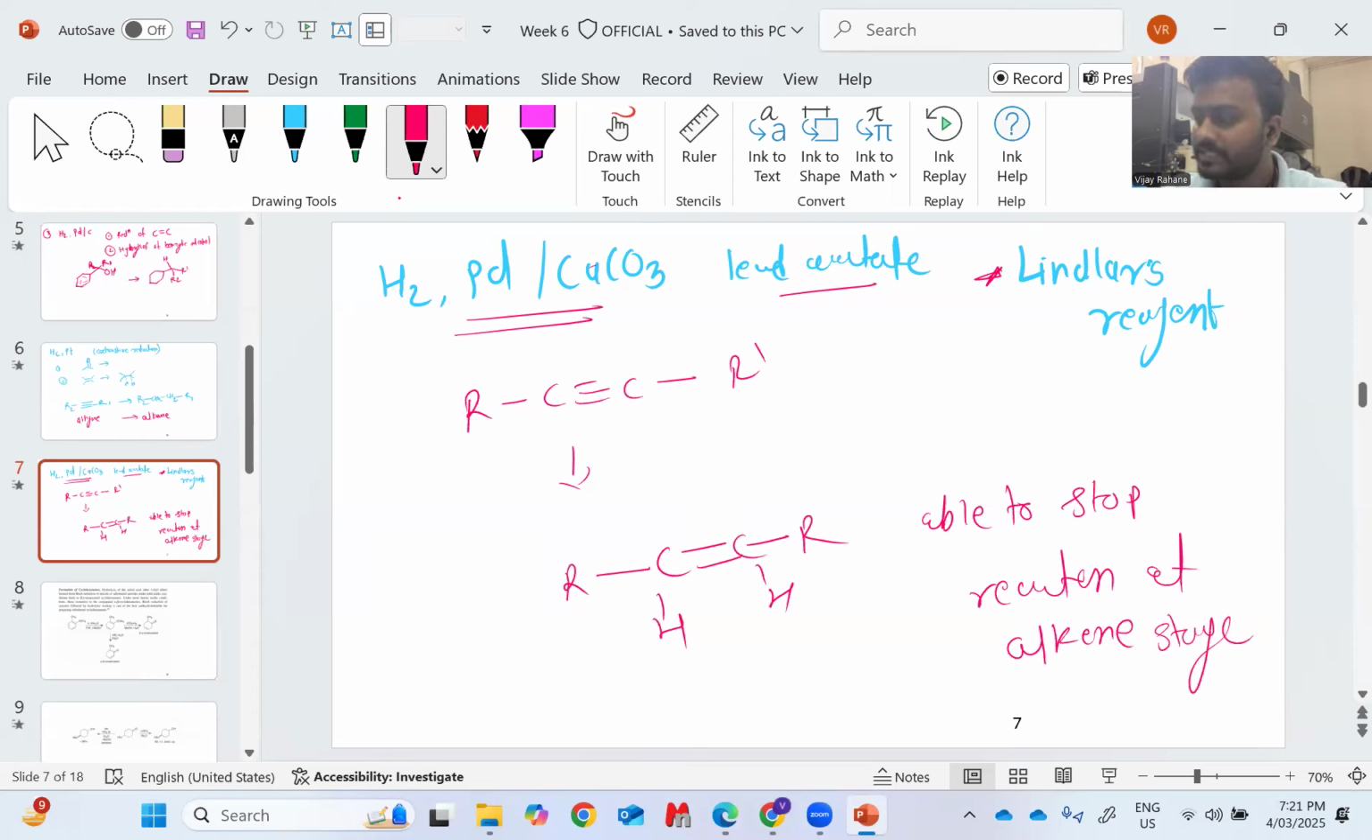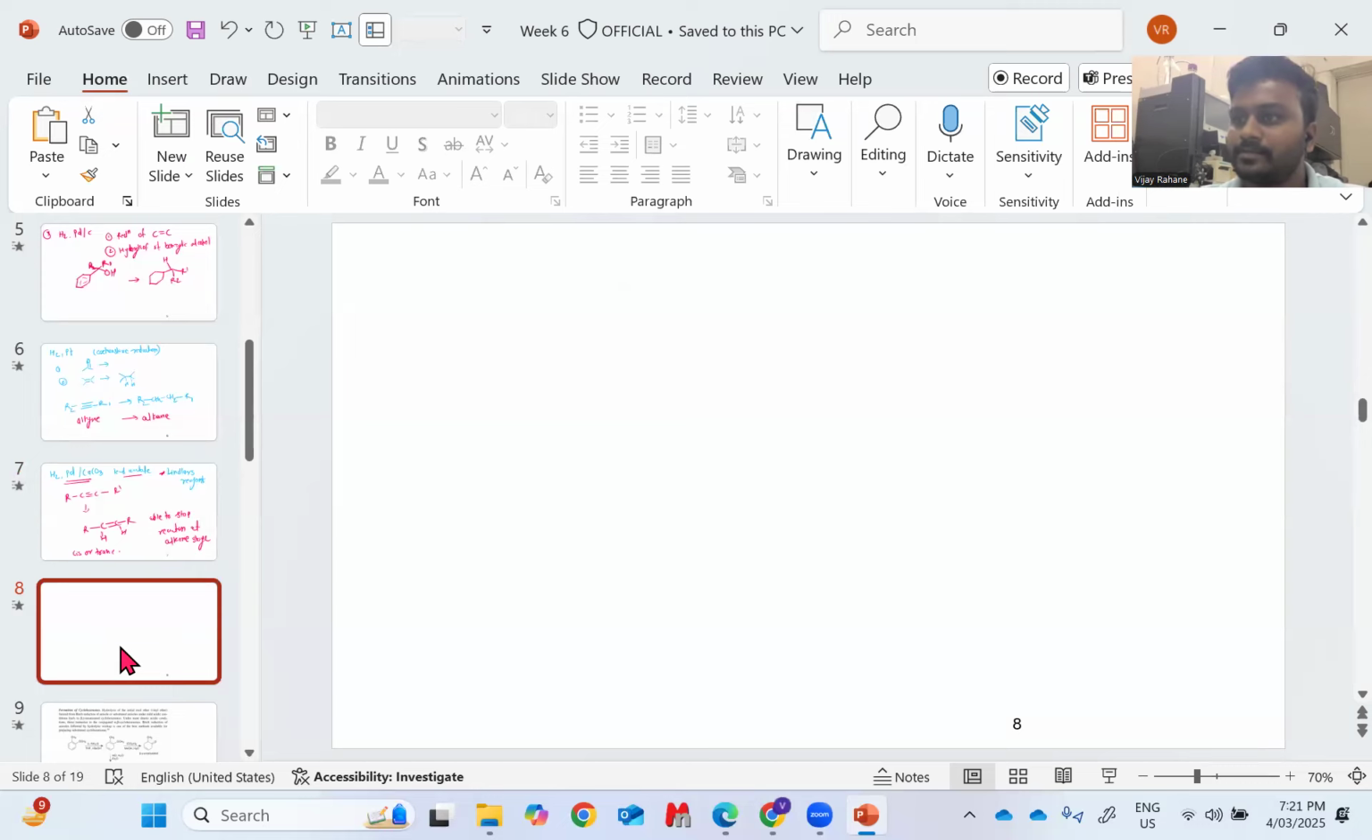And if you want trans selectivity, then you can use the reduction with lithium in ammonia. In that case, we are able to get the trans olefin. So these are some reagent combinations we can use. If you want cis selective reduction, we use one reagent combination, and for trans we use a different one. In this way, we can use different sets of reagent combinations.